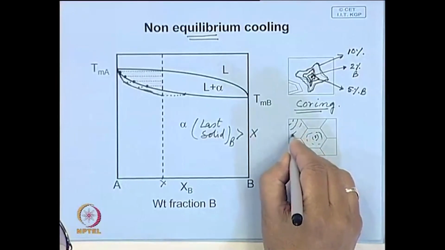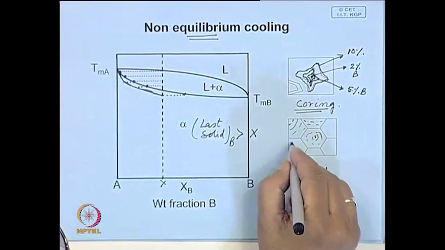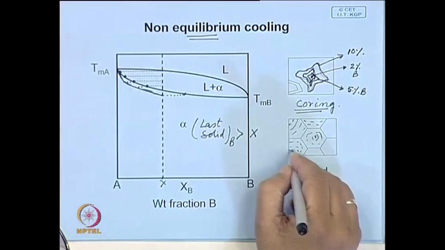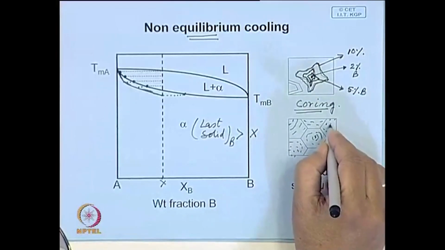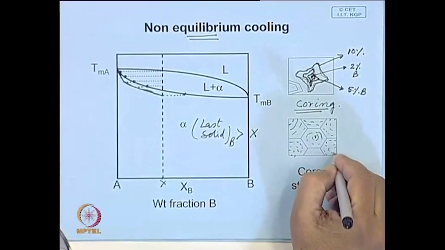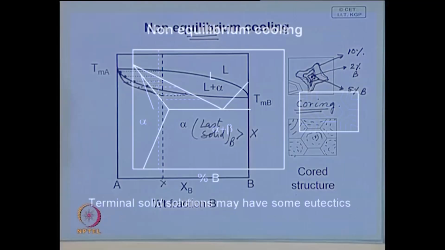So, normally if you look at the microstructure, you can see that different compositions will etch a little differently. So, you will get a gradation of contours, which basically represents non-uniform composition. Now, the same thing you can extend to a eutectic structure.